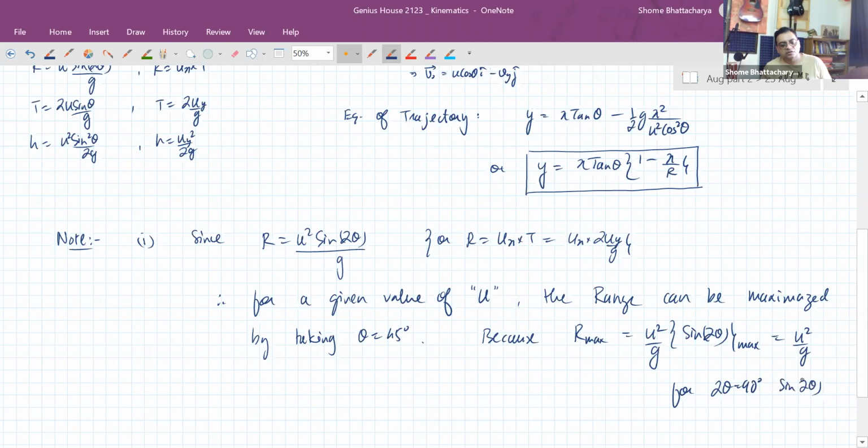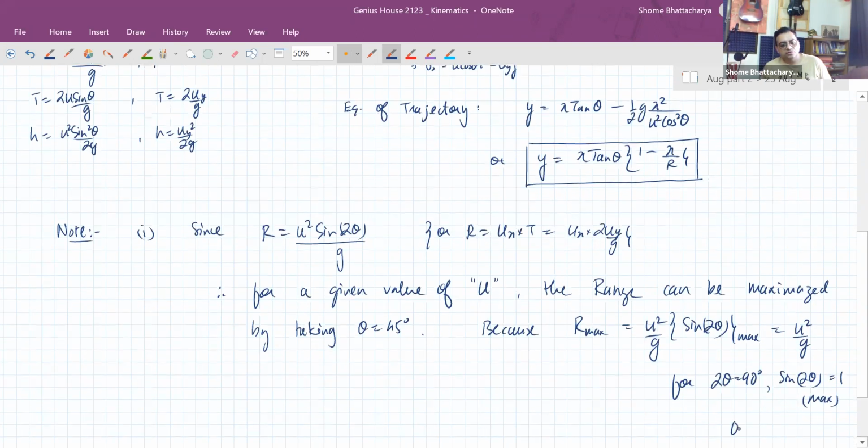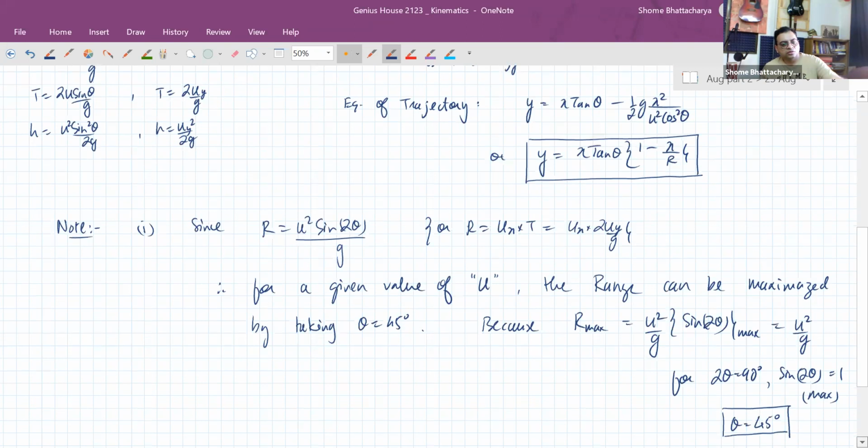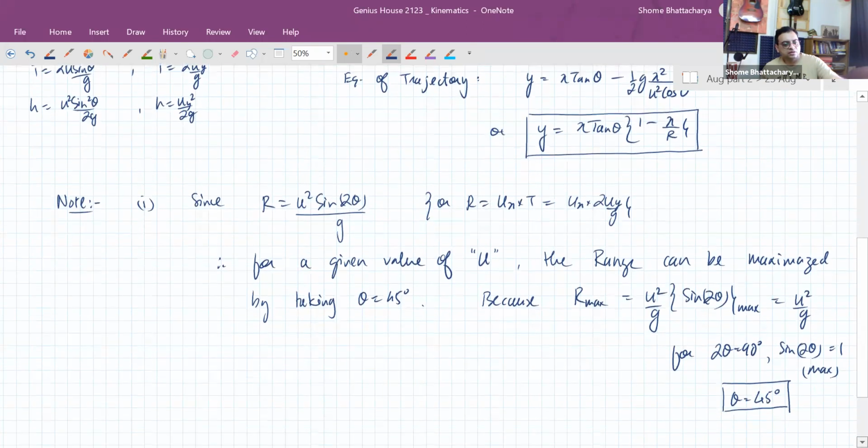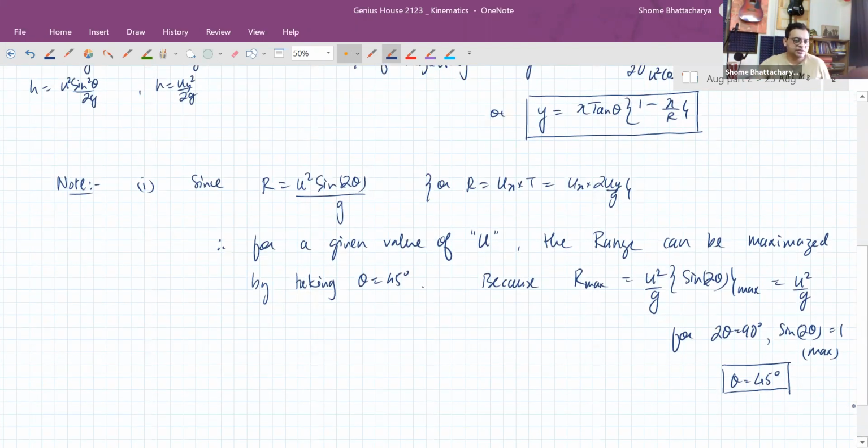Sine 2 theta is equal to 1, which is its maximum, or theta is equal to... sorry, theta is equal to 45 degrees. So, for example, if we have a cannon or a bowling machine which keeps projecting objects at a given fixed speed, then to maximize the range, we have to point it at a 45-degree angle. And so this is called the maximum range theorem.